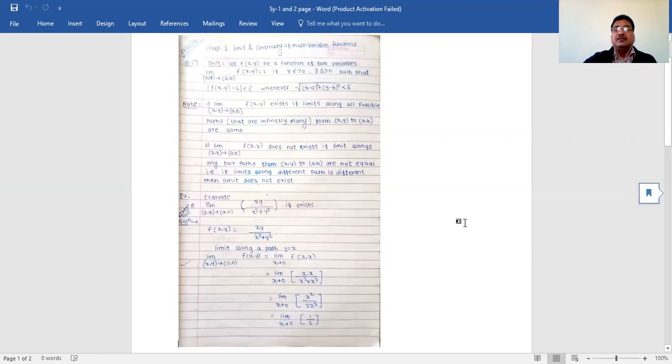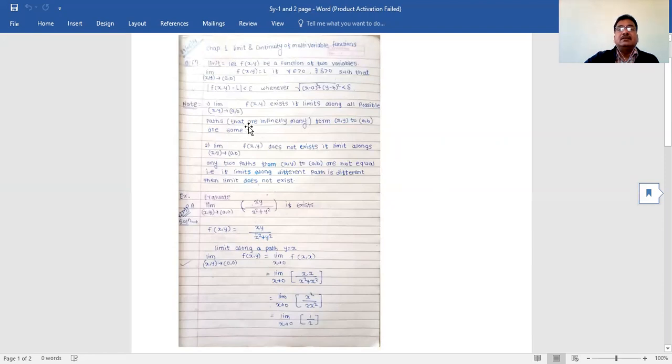So we say the limit of the function exists if the limit along all possible paths, which are obviously infinitely many, from (x,y) to (a,b) are equal.